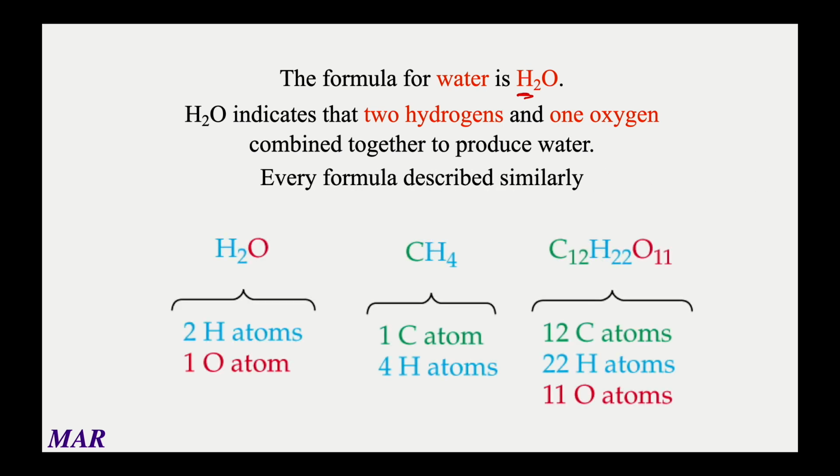Every formula for every compound can be described similarly, and here's just some examples. So there's water, H2O. CH4 is methane. Methane is the active ingredient in natural gas. So if your house uses natural gas for heat or cooking, you're using CH4. Anyway, it's 1 carbon and 4 hydrogens. That next species is a type of a sugar, all right? And that sugar has 12 carbons, 22 hydrogens, and 11 oxygens. So any formula like that can be broken down. You can figure out how many atoms there are, et cetera, et cetera. So knowing the formula is really important for chemists, as you can probably see.